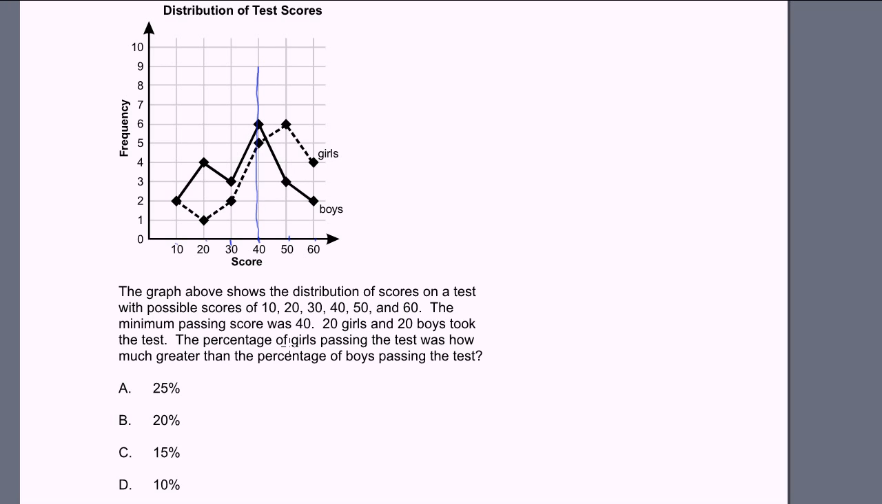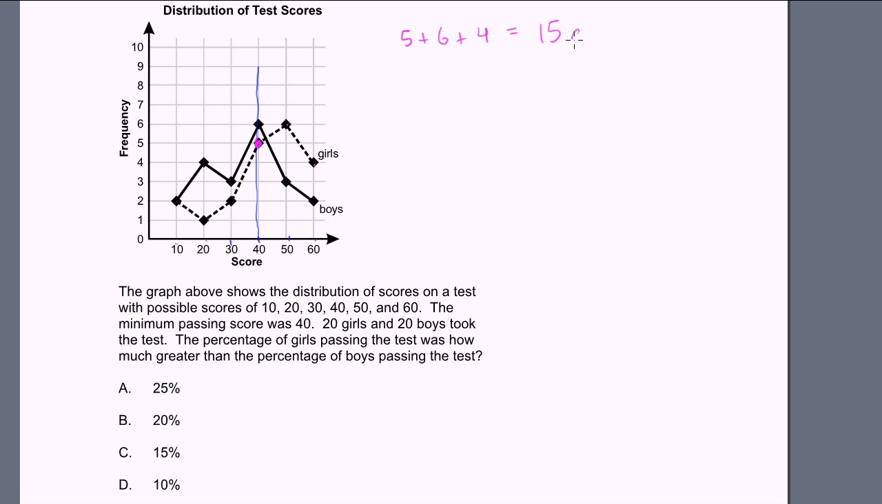20 girls and 20 boys took the test. The percentage of girls passing the test was how much greater than the percentage of boys passing the test? All right, so let's see how many girls passed the test. This dotted graph is the girls. 5 got a 40, so those passed. They just barely passed. Then you had another 6 girls get a 50, and another 4 girls get a 60. So that's how many girls passed: 5 plus 6 is 11, plus 4 is 15.